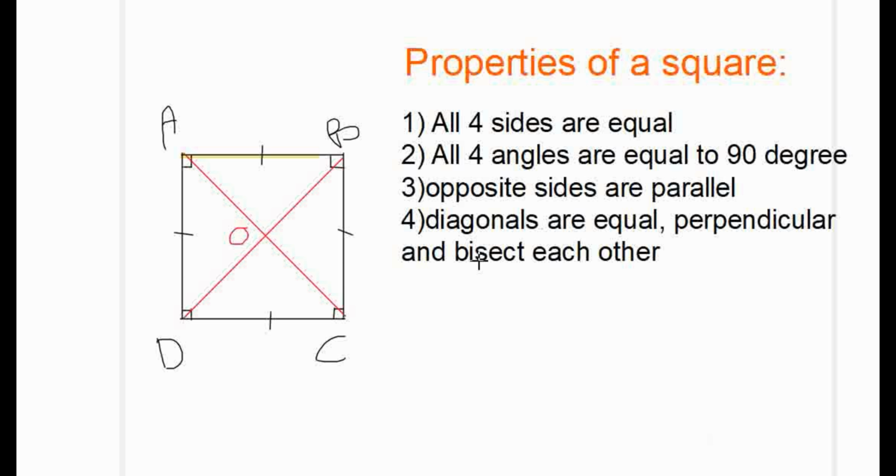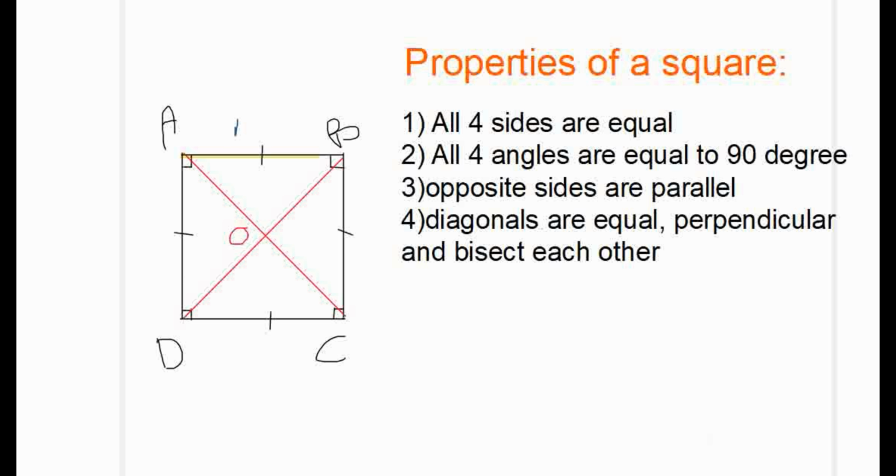Let's start. Number one, all the sides are equal. So what are the sides of a square? AB, BC, CD, and DA. These are the sides, and all of them are equal. So if AB equals 4 centimeters, this is 4, this is 4, this is 4.